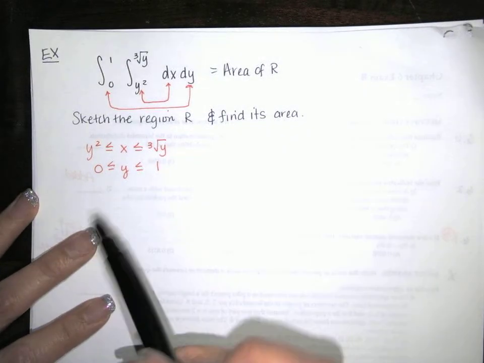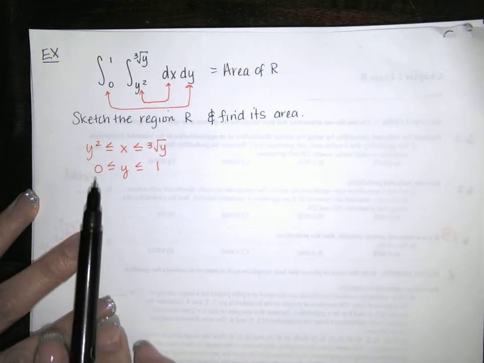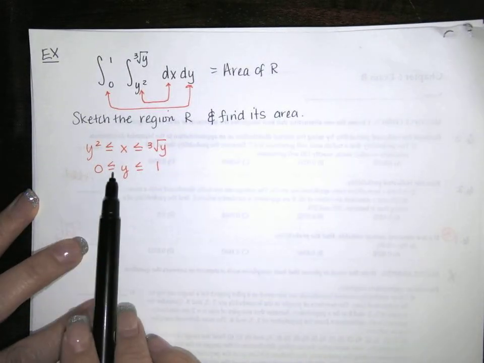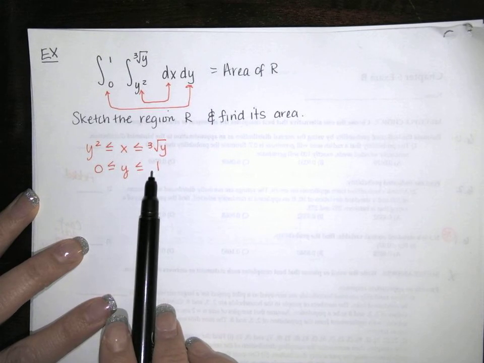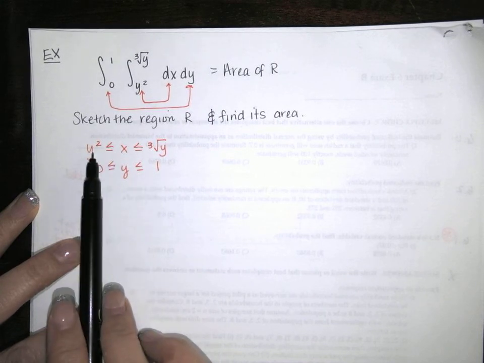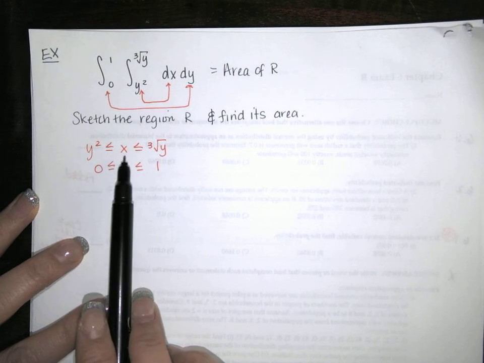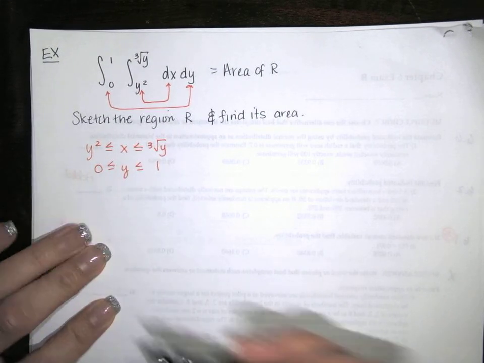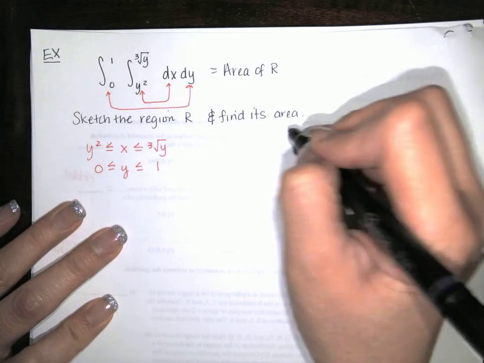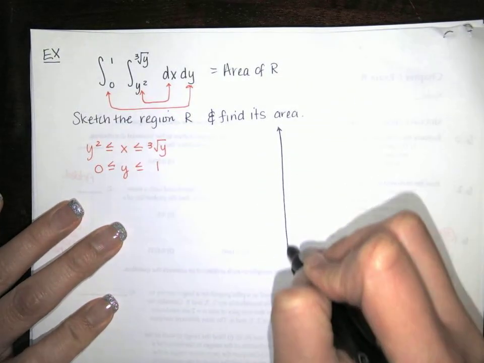In order to sketch this, I'm always thinking of this as 4 different equations. That's a horizontal line and that's a horizontal line. We've got y equals 0 and y equals 1. And then I have x equals y squared. That's one type of curve. And then I've got x equals the cube root of y. That's another type of curve. And we put all those pieces together to sketch the region.